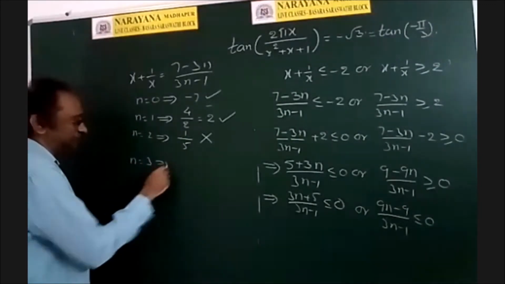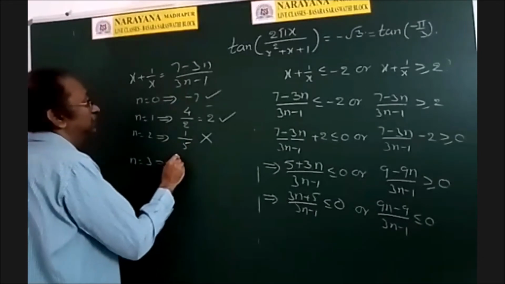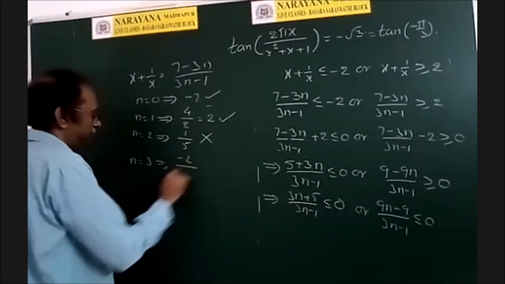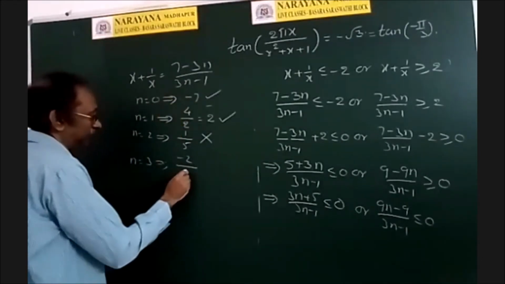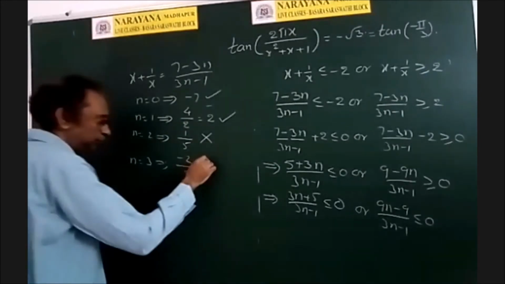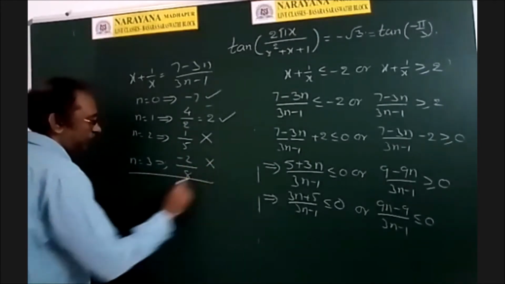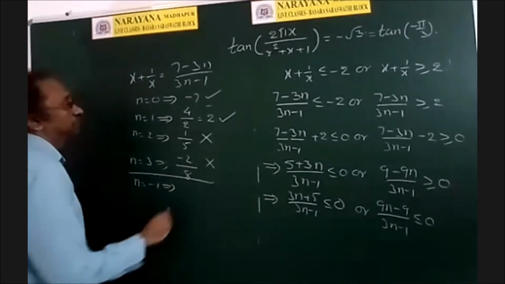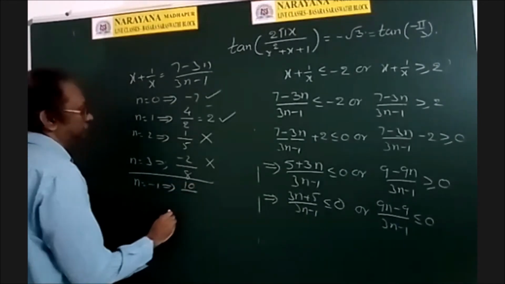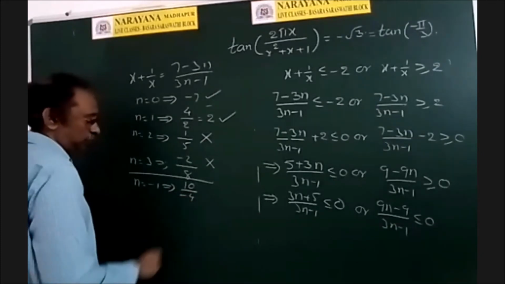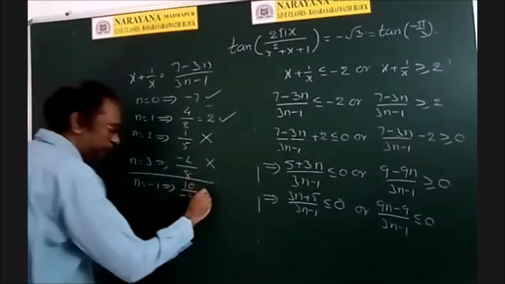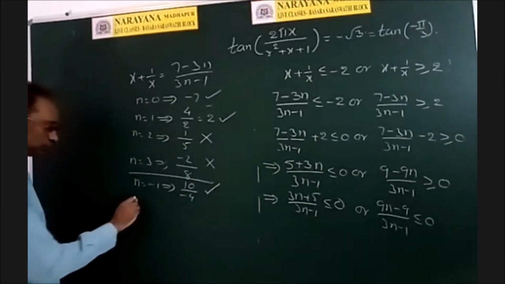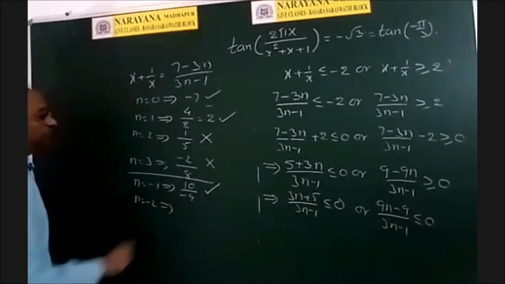Suppose if you take n is equal to 3, then what happens? See, 7 minus 9 minus 2 by 9 minus 1. So again, you will get proper fractions only. And now go to negative numbers. n is equal to minus 1. So 7 plus 3, 10. And by minus 4. So this is minus 5 by 2. Less than minus 2.